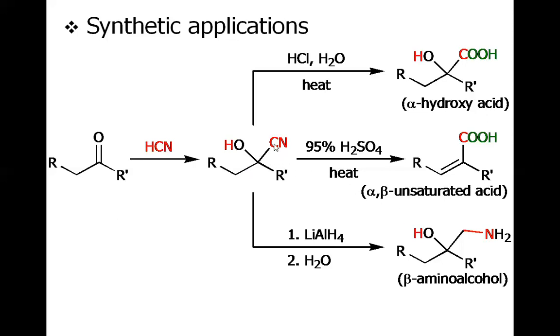And also, if we reduce this nitrile with lithium aluminum hydride, which is a very strong reducing agent, we may have the CH2NH2, the primary amine group here. So overall, it will be a beta amino alcohol. Why beta? Because the carbon attached to the amino is alpha, so this must be the beta. So once we have made the cyanohydrin, the door is open to have the alpha hydroxy acids, the alpha beta unsaturated acids, and the beta amino alcohols, which are good precursors for further reactions.